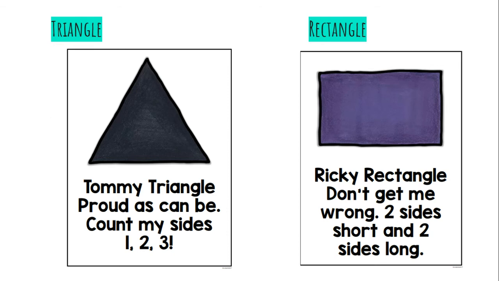Ricky Rectangle, don't get me wrong. Two sides are short and two sides are long. So the rectangle has two sides that are long and two sides that are short. That is how it's different than a square. How is it the same as a square? Great job! Both the rectangle and square have four sides and four vertices. But remember, that square has equal sides and rectangles do not have equal sides.